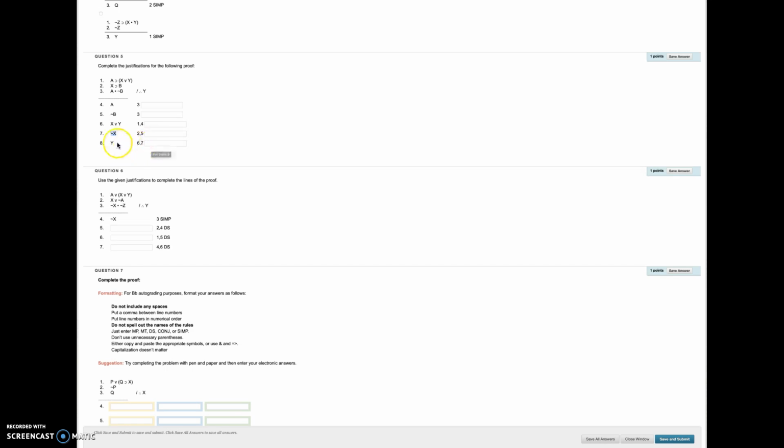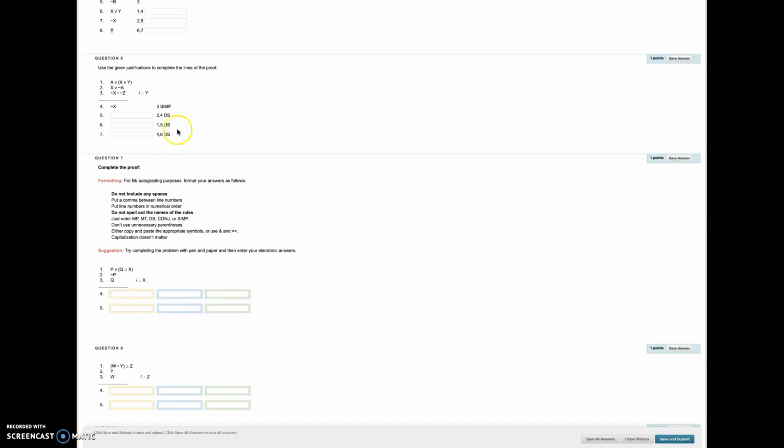And then finally, we've somehow derived y from lines 6 and 7. That's these two lines. We've ultimately derived a disjunct out of this disjunction, right? And we've got the negation of the other disjunct. What rule would allow us to do that?